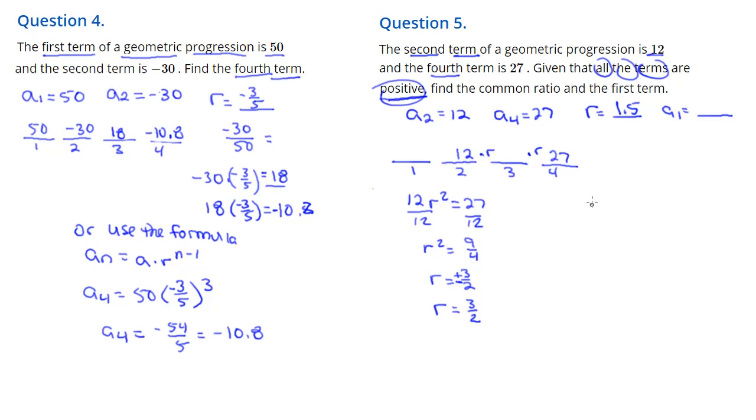And then all I've got to do is, once I know the common ratio, I just take the second term and divide by 1.5 instead of multiplying, because I'm going backwards. And that'll give me the first term, which is 8.